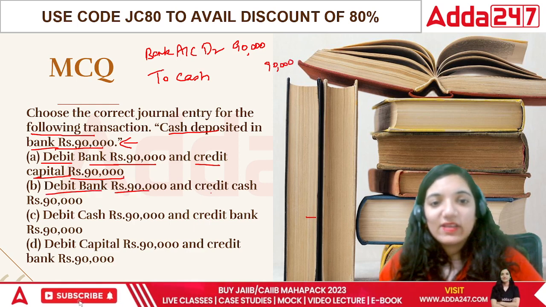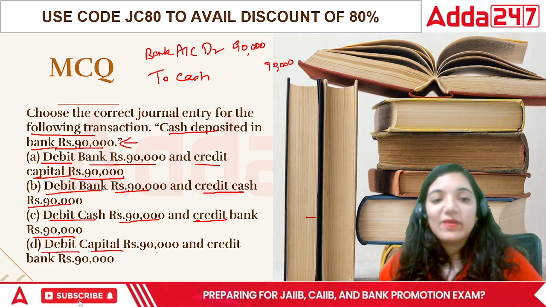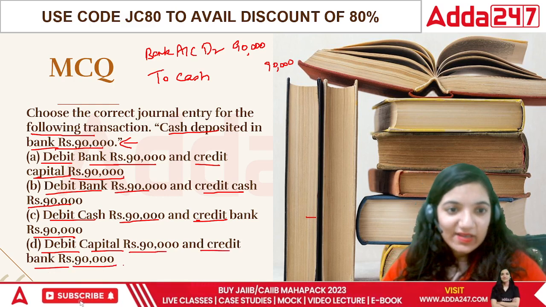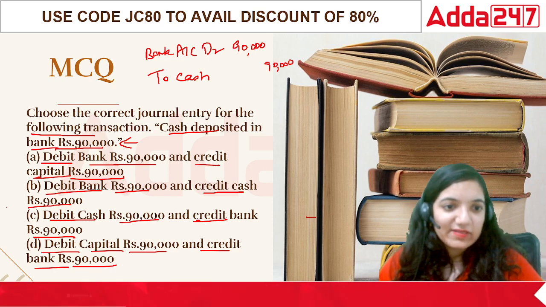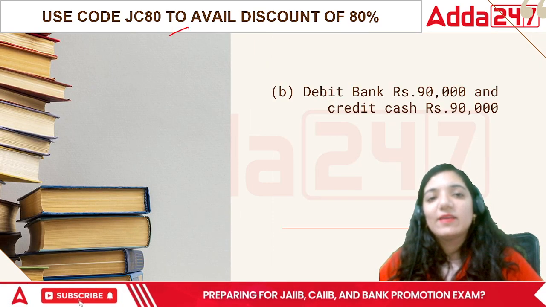Debit bank 90,000, credit cash 90,000. Debit cash 90,000, credit bank 90,000. Debit capital 90,000, credit bank 90,000. So in this case the correct answer would be bank to cash. The correct answer is B. Okay? The correct answer is B.